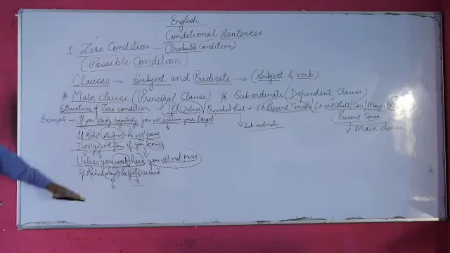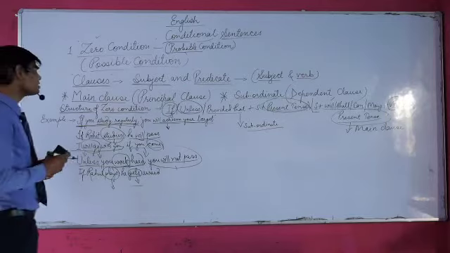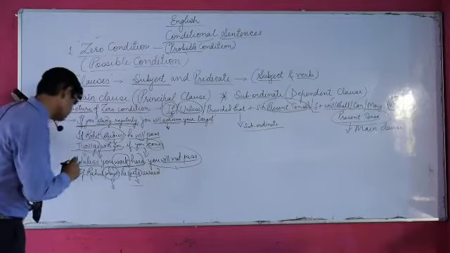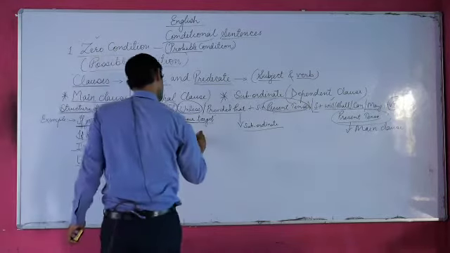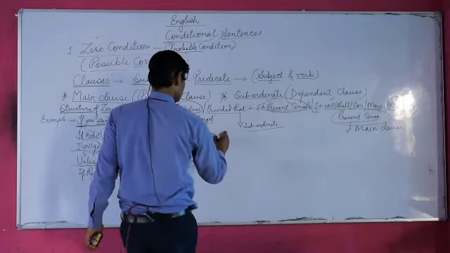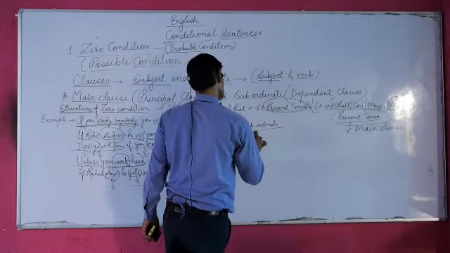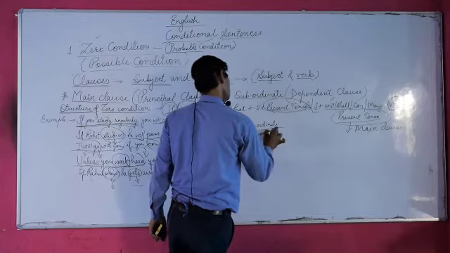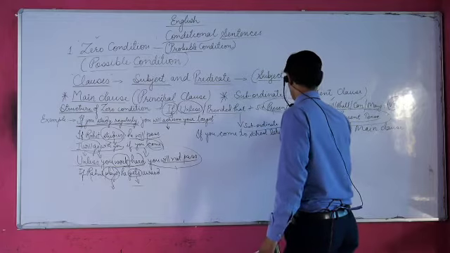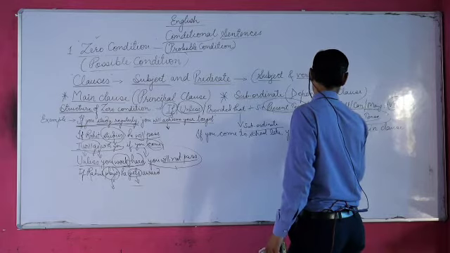Now I hope you have gone through and understood whatever we have taught so far. Sentences can be written here in the passive also. Like, here I am writing: if you come to school late, comma, you will be punished.